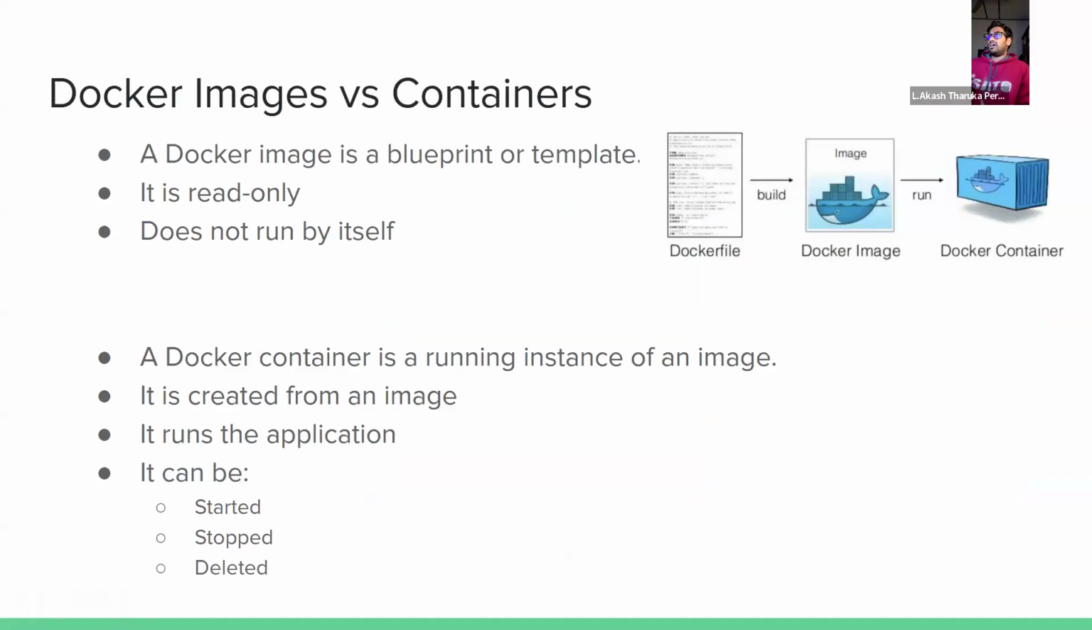You can say a Docker image is a blueprint, or simply say it's a template, and it is read-only. Once you get the image, you can't do anything to it. It's read-only, and it's not going to run by itself. But a container is simply a running instance of an image. That means you can use the same image and run multiple containers using different container IDs and container names.